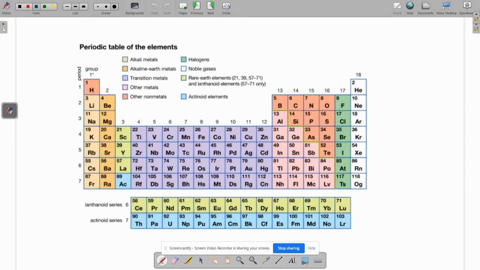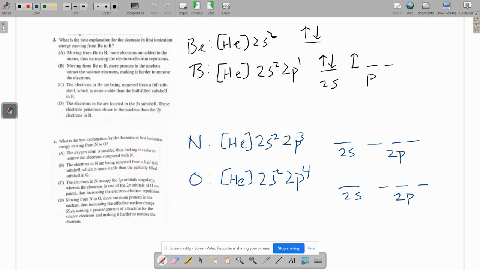All right, let's see what we got on the next page here. Number three, now we're dealing with exceptions. It says, what is the best explanation for the decrease in the first ionization energy as you go from beryllium to boron? I already wrote the electron configurations for beryllium. Helium is a noble gas and it's 2s2. So you basically have just the s subshell filled, one electron up, one electron down. For boron, of course, you got one additional electron, so 2s2, 2p1. The electron configuration looks like that.